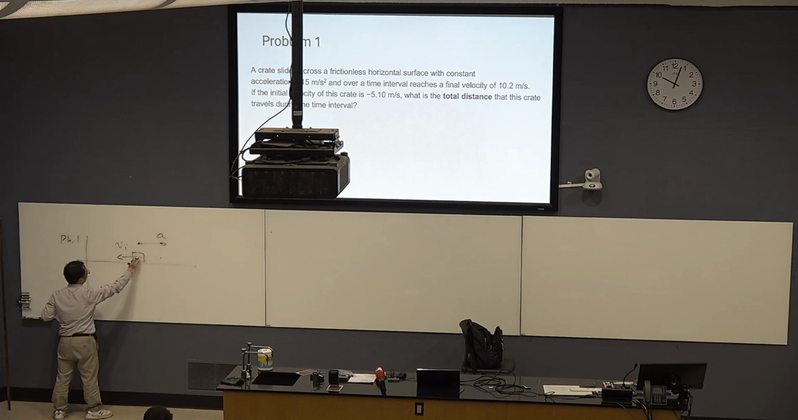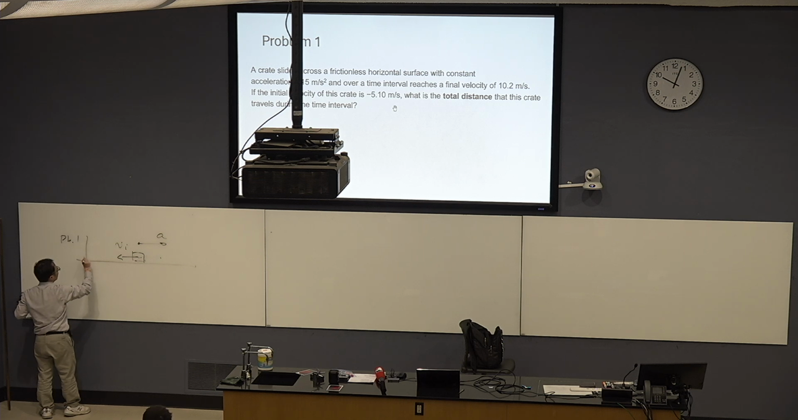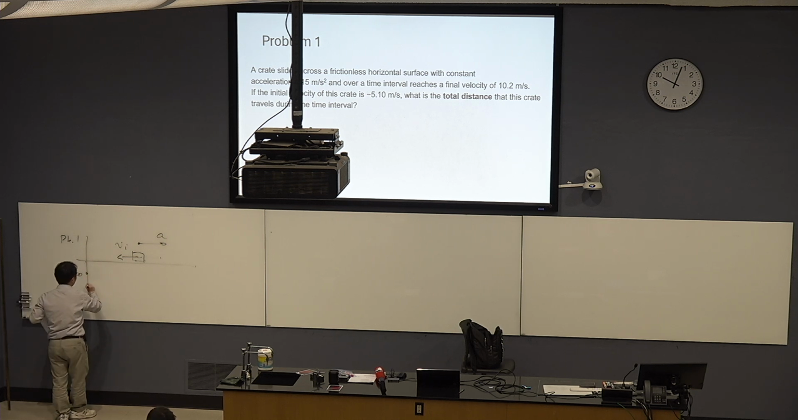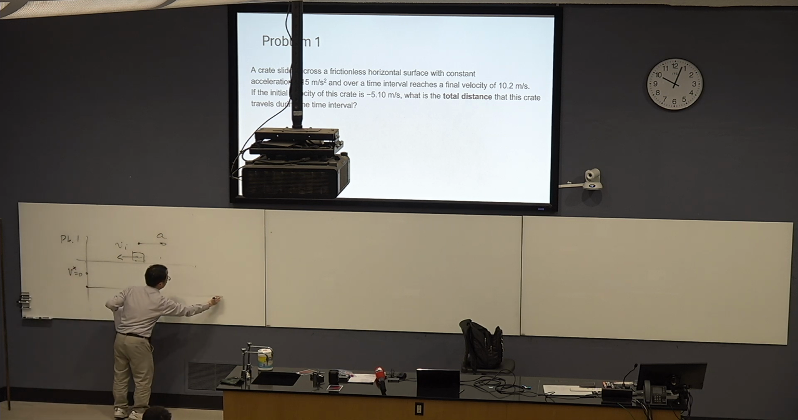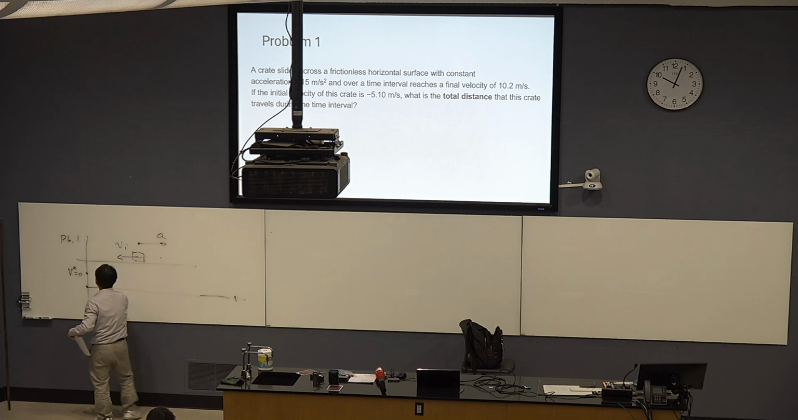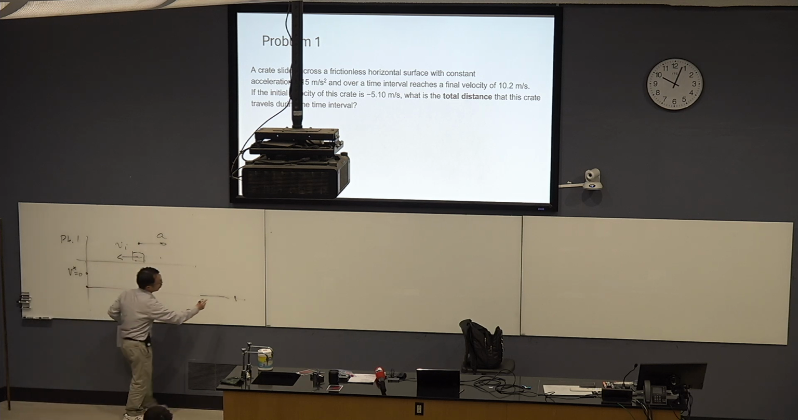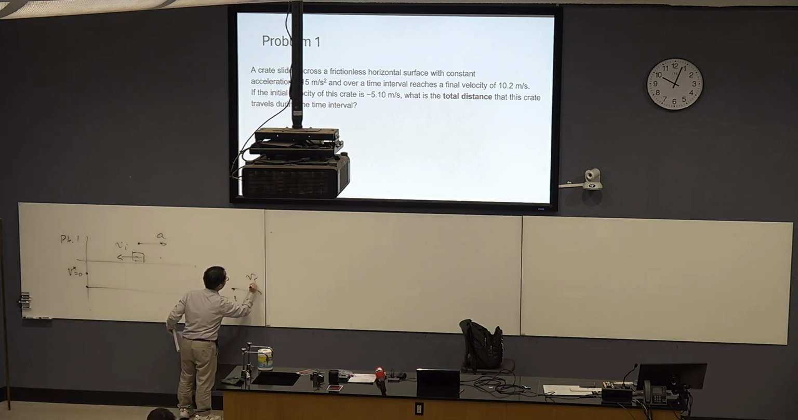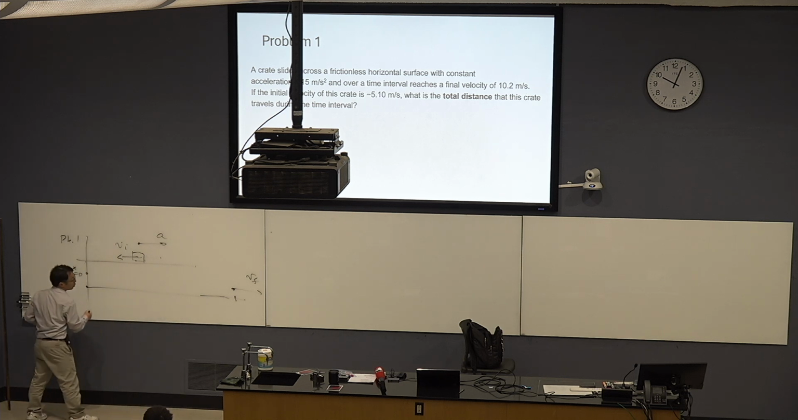So first, it will start moving from here, and it will momentarily stop at this location. At this location, you can call that some v star equals 0, and then it will continue moving all the way to some final point here, right? So now, suppose the final velocity is given, v final is known, and v initial is known as well, and we want the total distance.